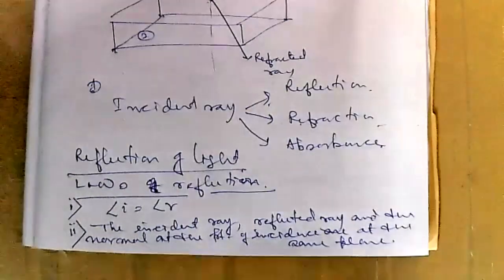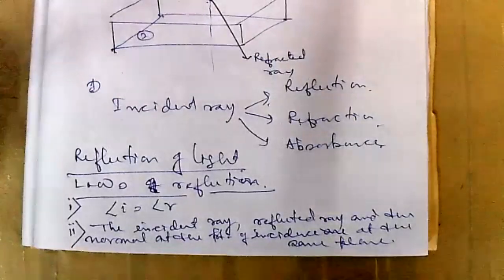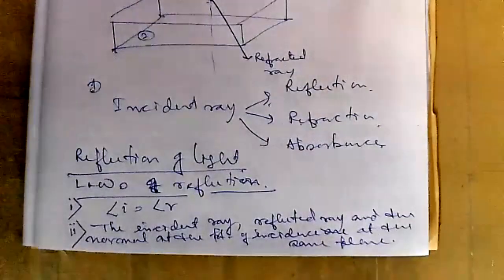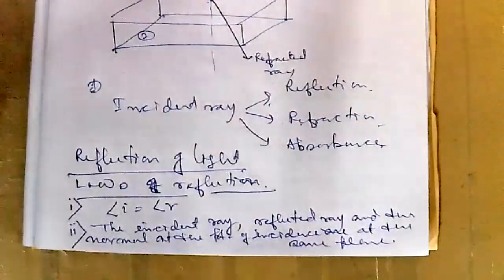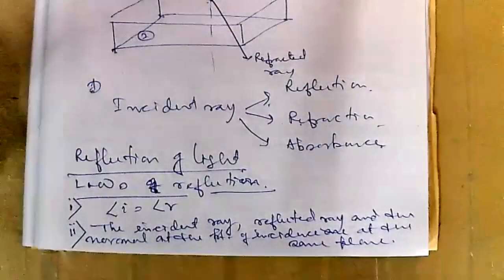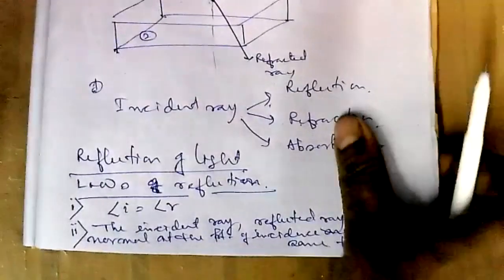Now we have learned about reflection at plane surfaces in our lower classes. So the syllabus does not include the reflection at plane surfaces. Here we will start our study with the reflection at spherical surfaces. That means spherical mirrors.